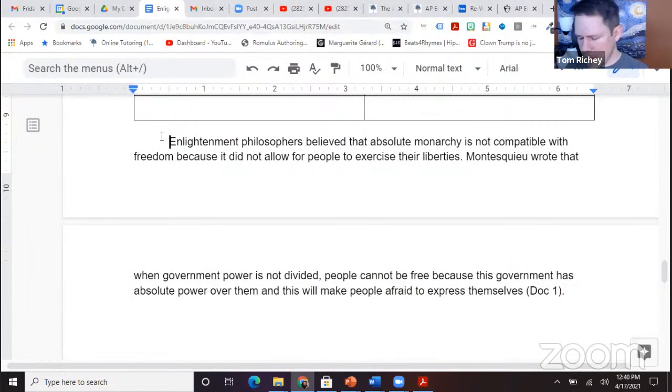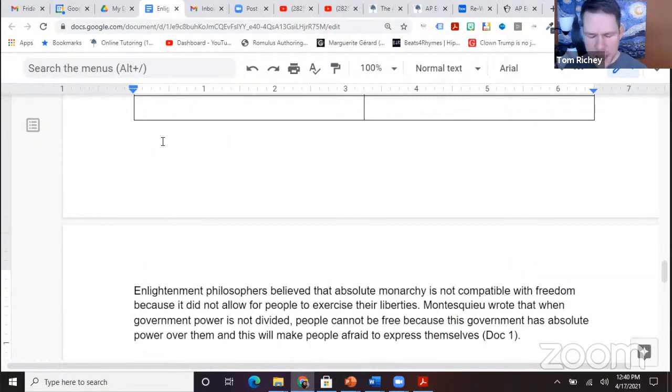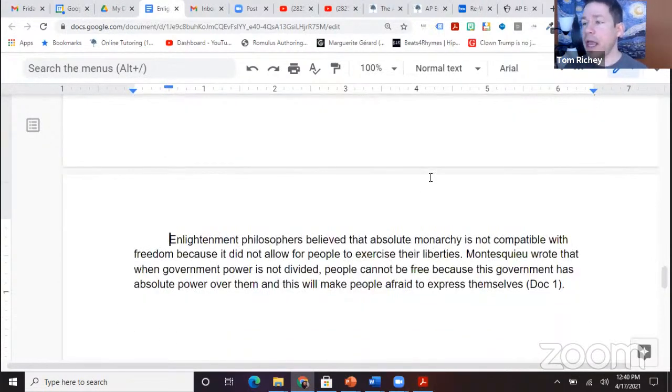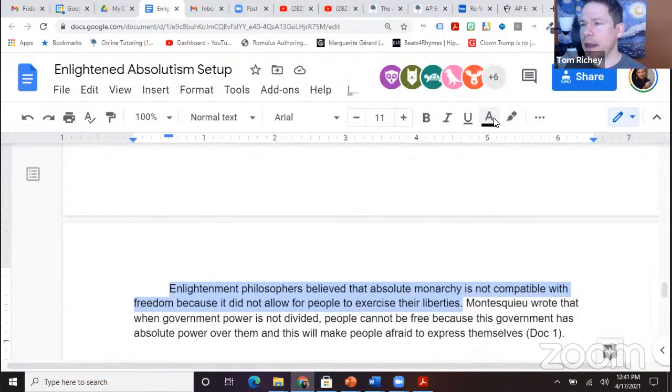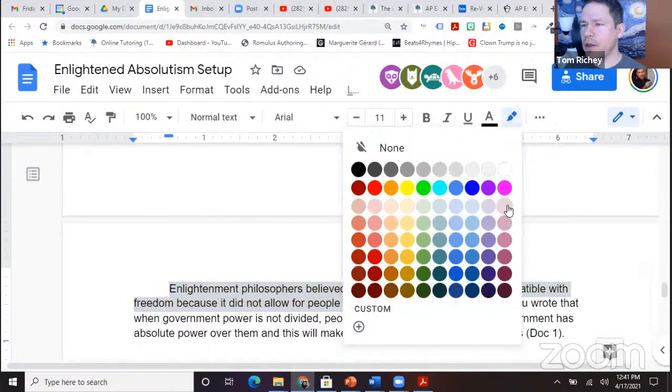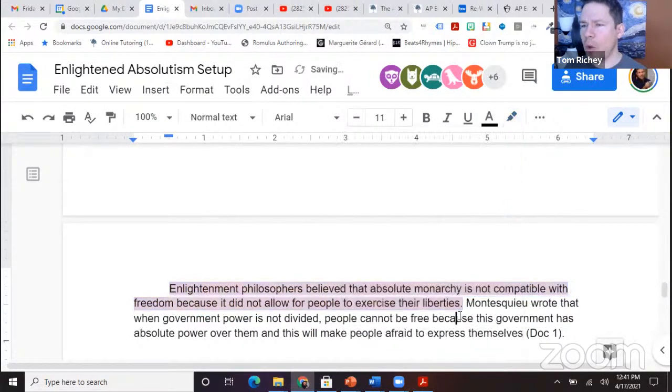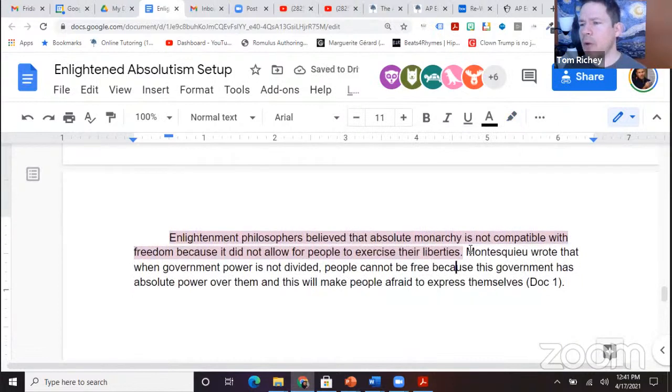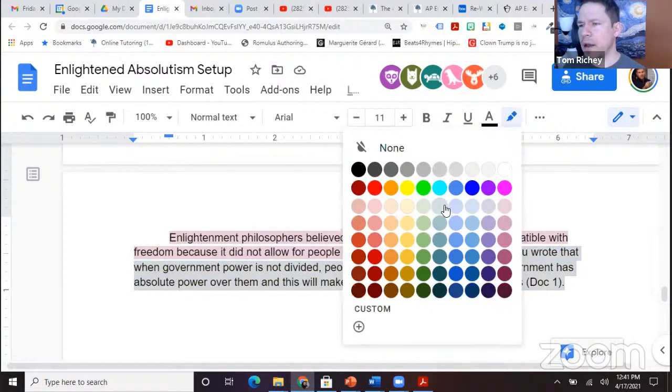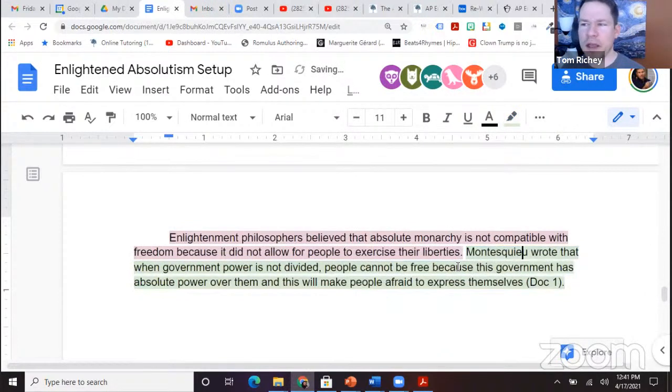And now that I've done this, what I've done so far is I've got here a topic sentence. So when we look here, I've got a topic sentence. We'll go ahead and just give that a light purple highlight there. Now, Montesquieu wrote that you have to separate powers in order for people to feel safe. So when we look at this, we are referencing the document.